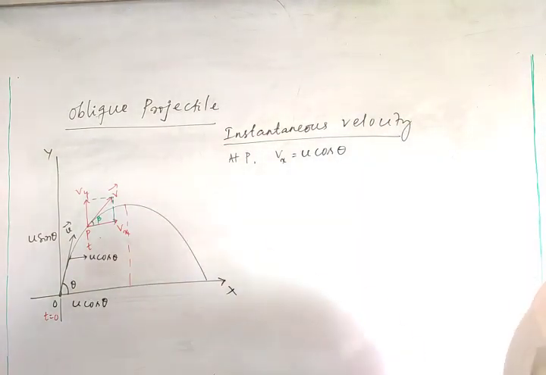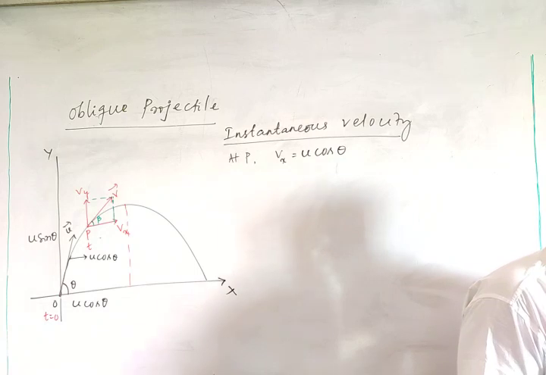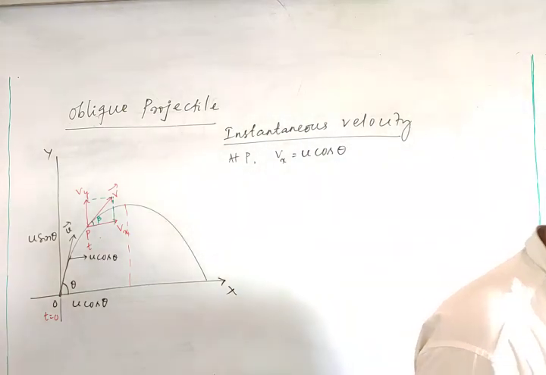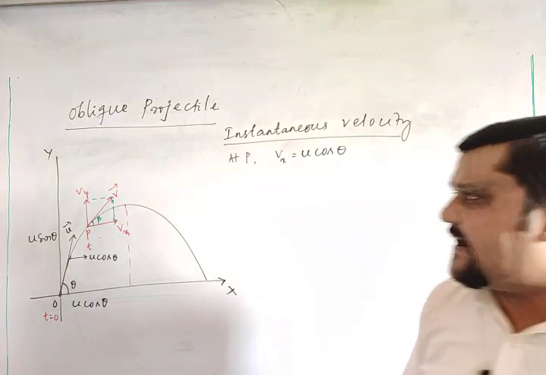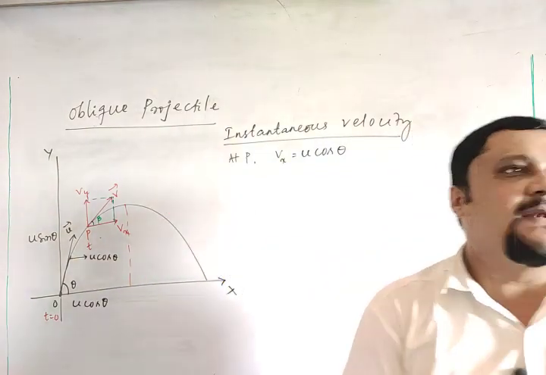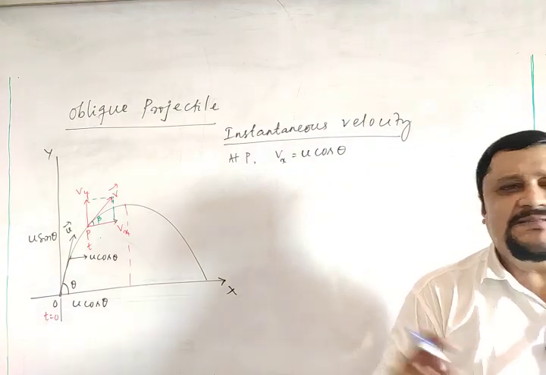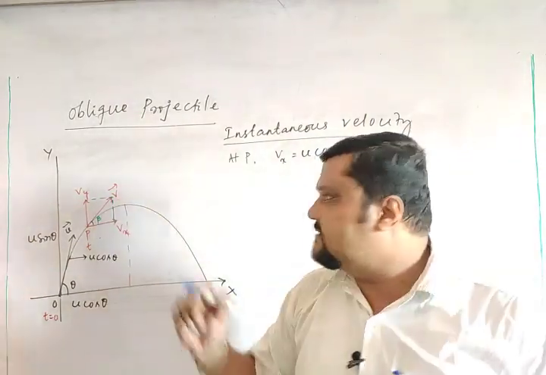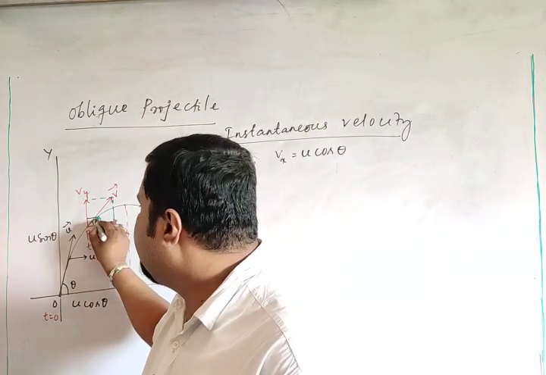Let us now calculate the vertical component vy of the velocity at P. For this we shall consider the vertical motion of the projectile. Let us calculate this vy. After knowing this vx and vy, you know how to calculate this v. And as you know, vx and vy are mutually perpendicular.